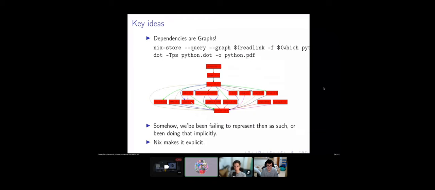So we can think of the Python interpreter and its dependencies as a graph. And somehow we've been failing to represent dependencies as such. So the whole point of this talk is that Nix represents things as graphs, and the fact that Nix makes it explicit shows that it is a better approach when it comes to the whole Unix mess. It's a better approach to survive the Unix mess, okay? We can't outsmart Unix, we are going to be stuck with it forever or until the year 2038. It's 2038, right? The Unix apocalypse. I don't know. Man, I hope it comes sooner because it's a mess.